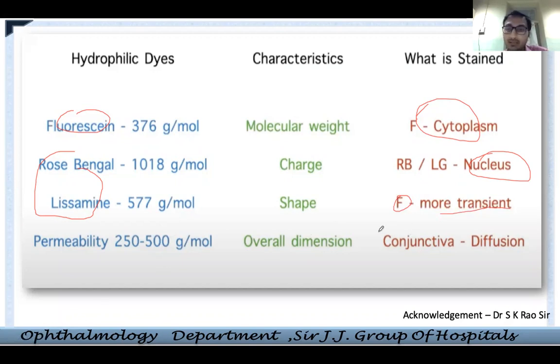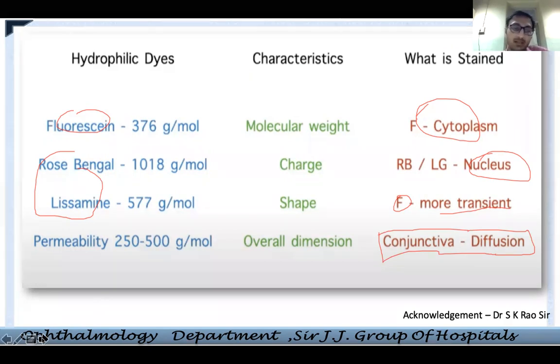And for conjunctival staining, you should know that the conjunctival epithelium is much different from the corneal epithelium. Corneal epithelium is very snugly adhered to each other, but the conjunctival junctions are not so strong, and the diffusion of any dye through the conjunctiva is much faster than it happens through the cornea.